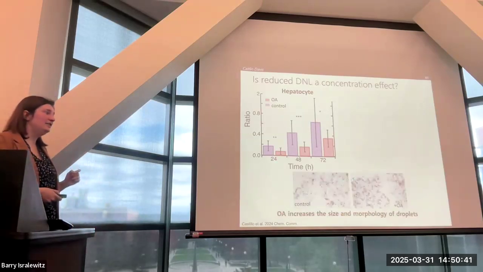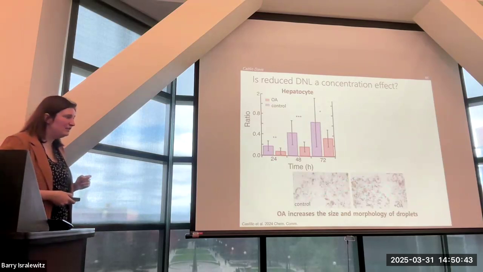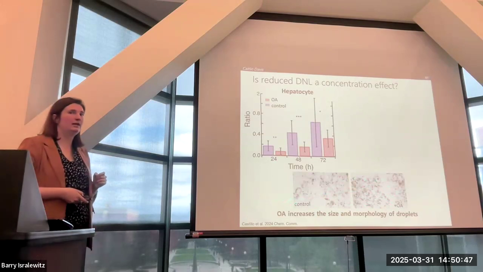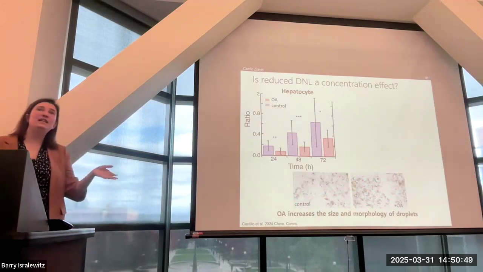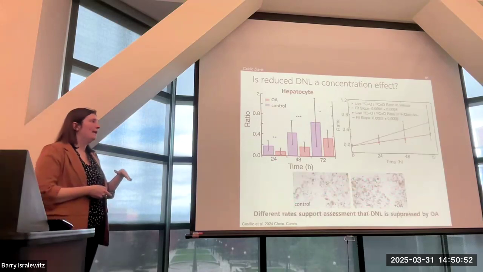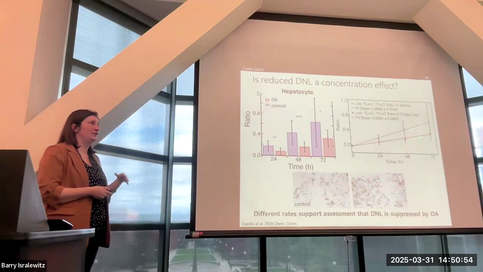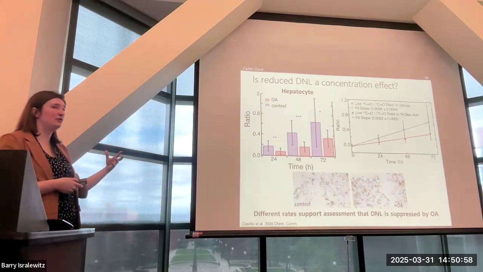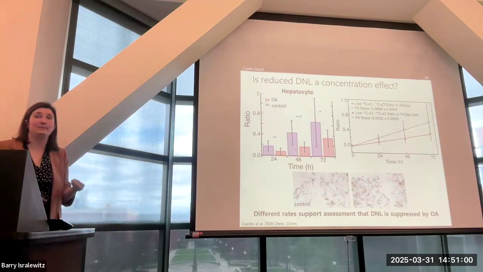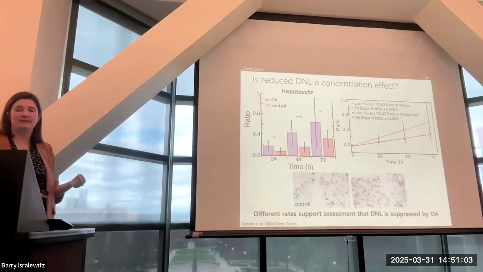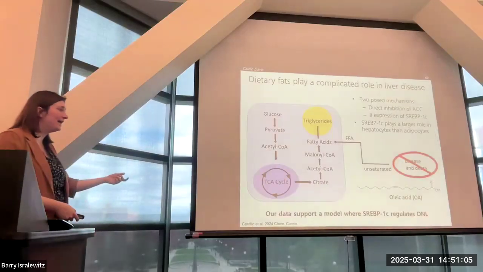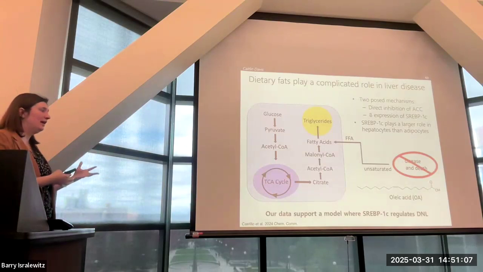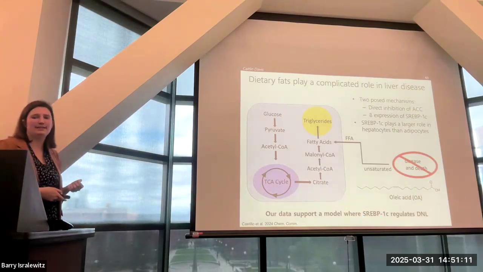And we were concerned that this had to do with the change in morphology of the cell. So you can see when you feed oleic acid, you get these really big lipid droplets that you don't see in the control cells. So we controlled for that. And what we see is that the rate of change is different in our C13 oleic acid fed versus in control. And this gave us confidence that it really is a suppression, that it's not an artifact of the increased lipid. So if we go back, this supports a model where SREBP1C is regulating de novo lipogenesis.